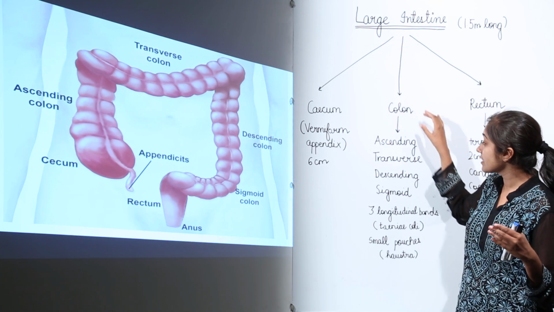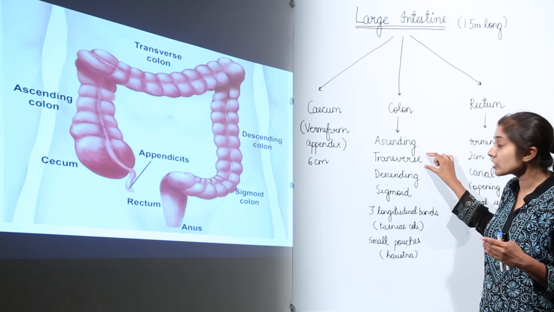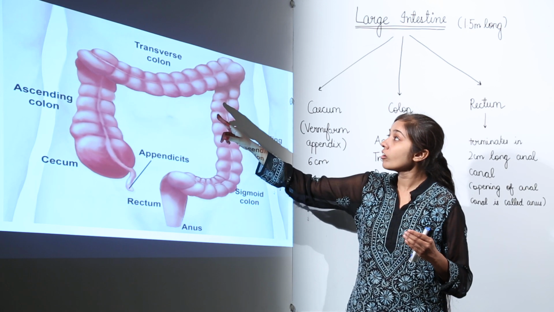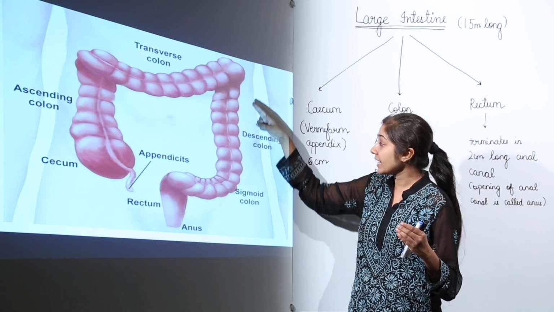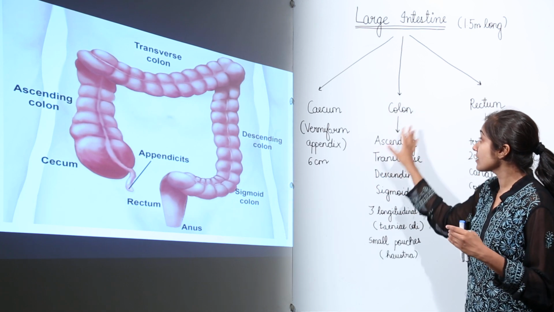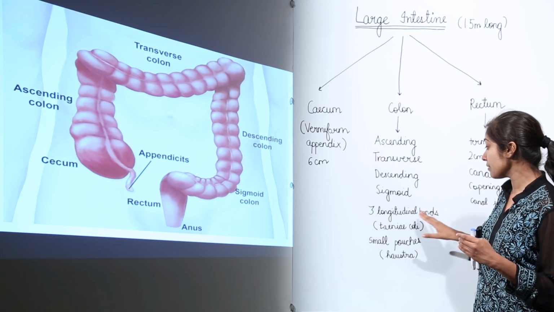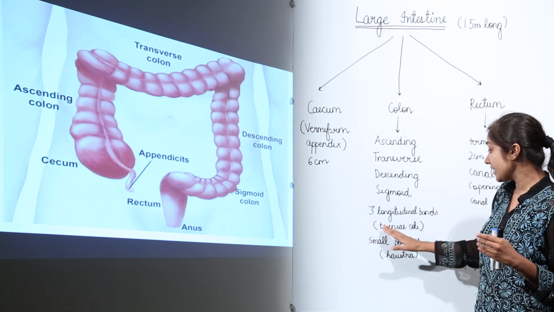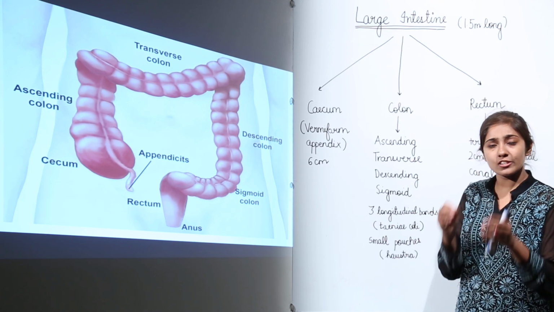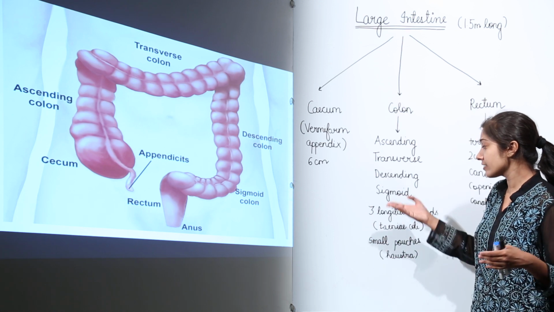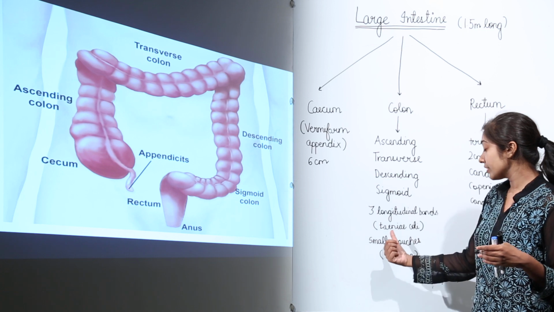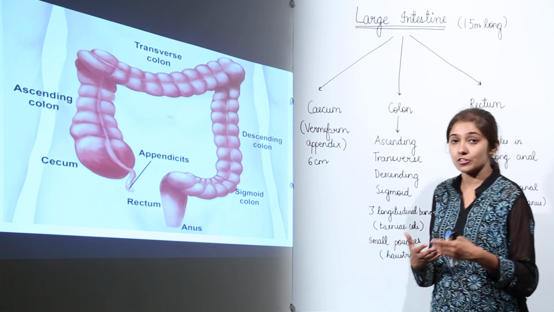Now the colon is divided into ascending colon, transverse colon, descending colon and sigmoid colon. As you can see, ascending colon, transverse colon, descending colon and sigmoid colon. And this colon region has three longitudinal bands which we call taenia coli, and there are small pouches which we call haustra. You just need to remember the names.